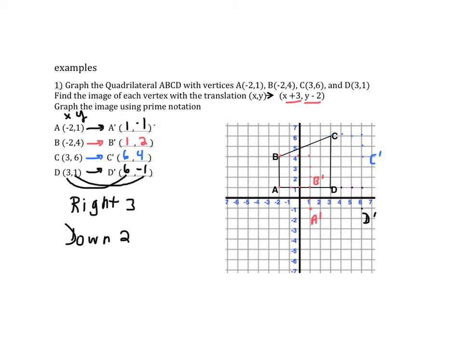Alright, take a second and sketch a new figure by connecting your points. So B prime, again, was at (1, 2). So connect that point to C prime. And you guys should be using a ruler to do this. I just can't use a ruler on the iPad.